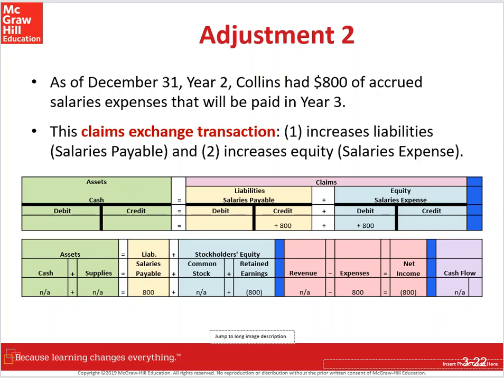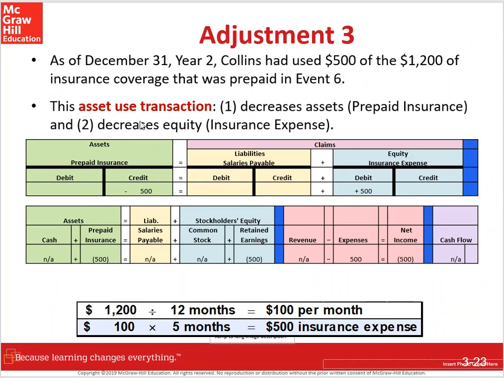Adjustment number 3. Collins had used $500 of the $1,200 of insurance coverage that was prepaid in event 6. Now again, they've done the math for you, but like I said, I promise on your homework, on your quiz, on your test, I'm not going to do the math for you. So let's make sure we're solid in how they're coming up with 500.